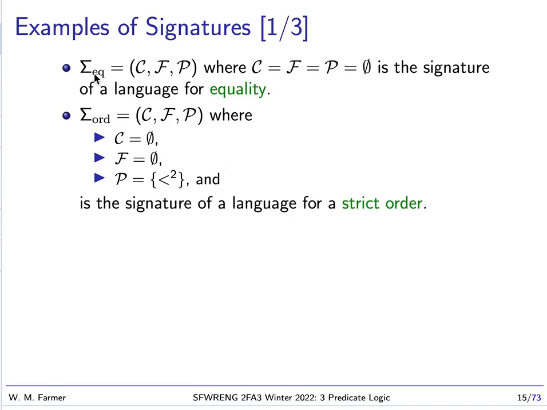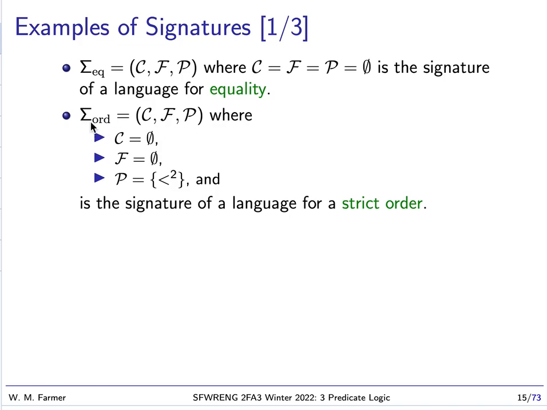So the first signature, I'm going to call it the EQ signature. This is a language for equality. And in our logic, FOL, equality is built in, so we don't need any special symbols to talk about equality. For that reason, C, F, and P are all the empty set.